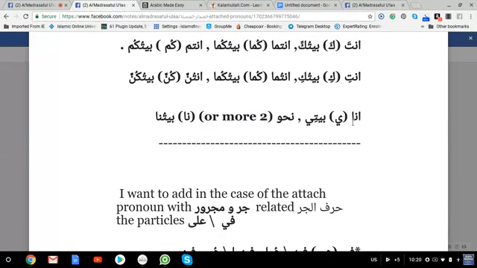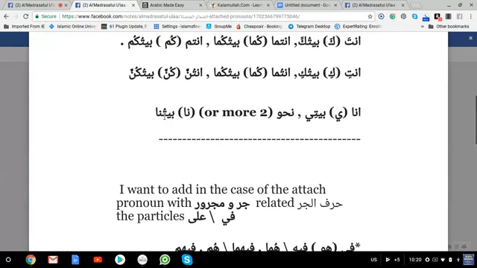Antunna, which is kunna, baytukunna. Ana, the attached pronoun for ana is ya, bayti. Pay attention to that, it's very important, because in the particular books that we've been using, I haven't really seen them focus on that. Two or more, noon, alif, na, baytuna, our houses.